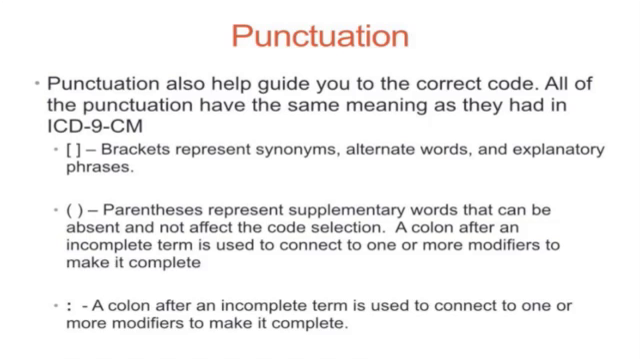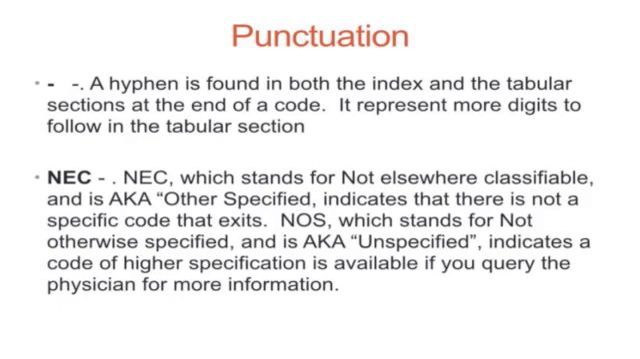Parentheses represent supplementary words that can be absent and not affect the code selection. A colon after an incomplete term is used to connect one or more modifiers to make it complete. A hyphen is found in both the index and the tabular sections at the end of a code. It represents more digits to follow in the tabular section.